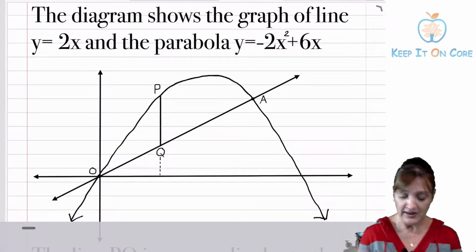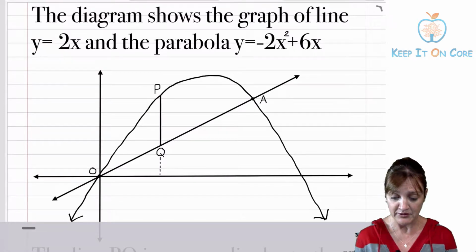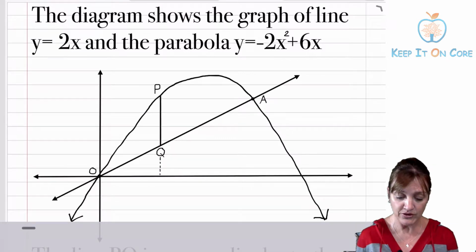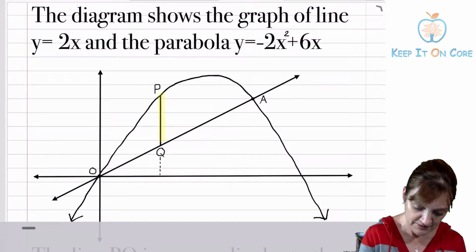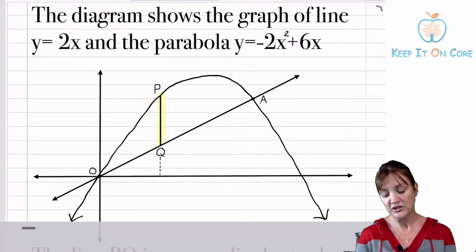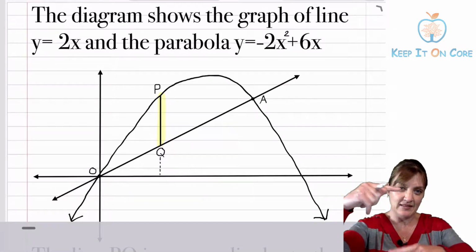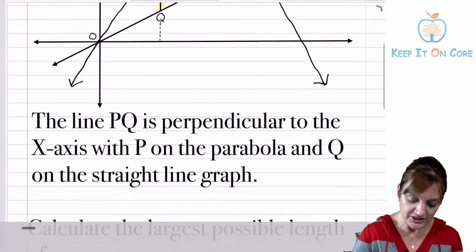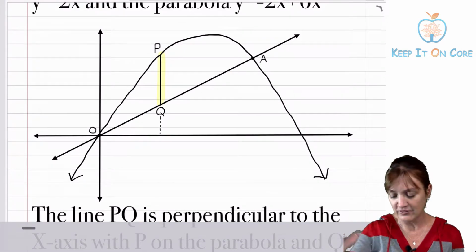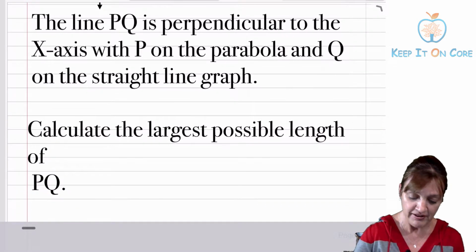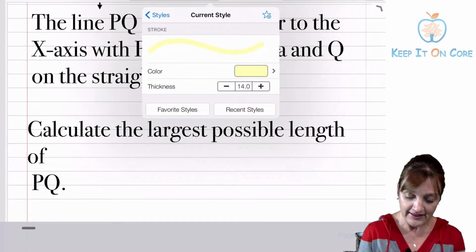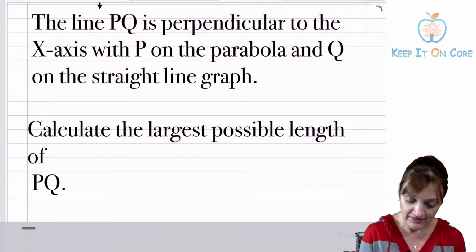They've given you the diagram of a parabola, which is given by the equation negative 2x squared plus 6x, and of a straight line graph, which is 2x, okay? And do you see that there's a line between the two of them over here, this line PQ, which is kind of a space between the two functions? Now the question is all very wordy, but they're saying that point P is on the parabola, point Q is on the straight line graph, and that creates the line PQ. And here's the question: calculate the largest possible length of PQ.